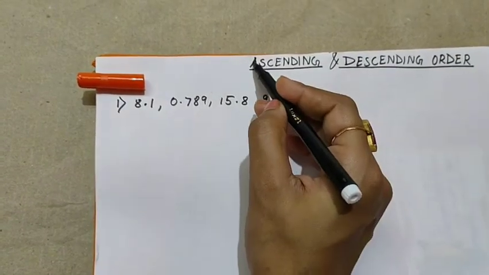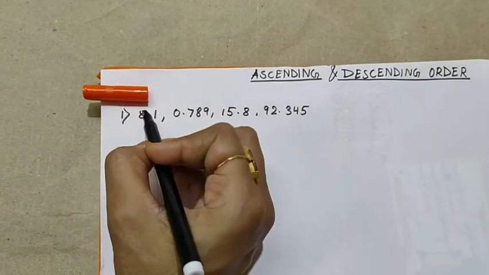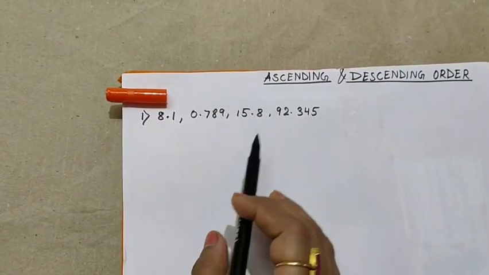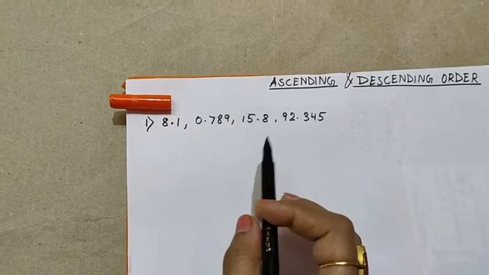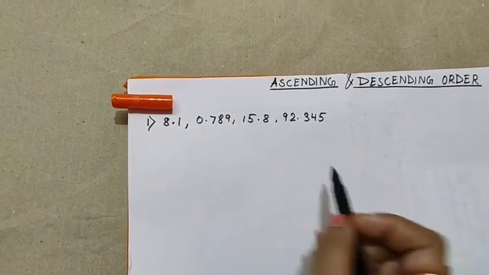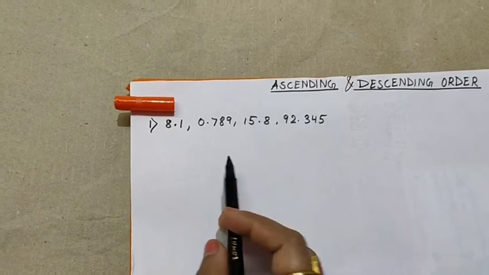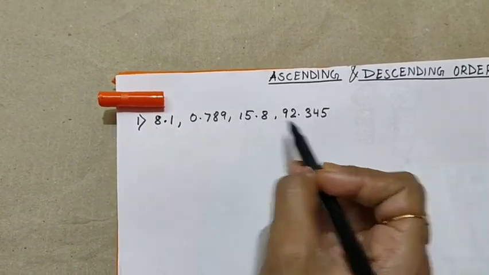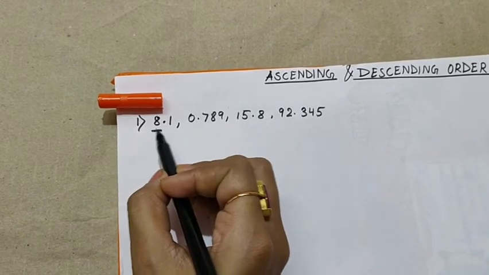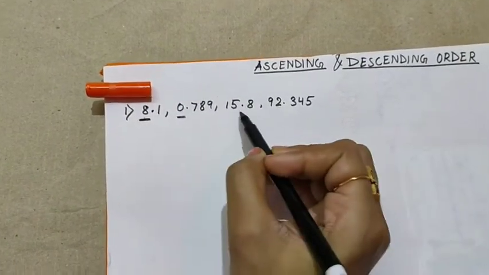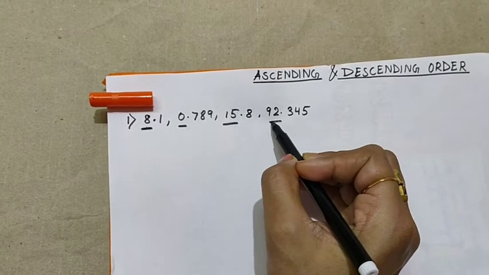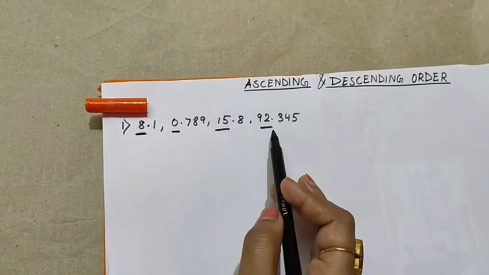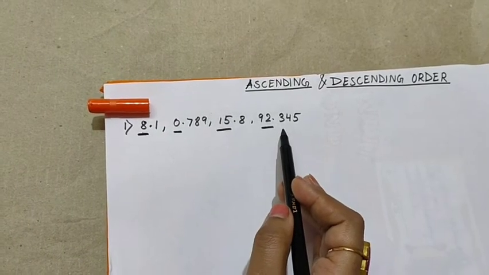Okay, so how will we arrange it? First we have to know which number is largest and which number is smallest, then only we can arrange it, isn't it? And to know which is largest and smallest, we have to compare the decimals. So let us compare first. How to compare? First we will compare the whole numbers. Here the whole number is 8, here it is 0, here it is 15, here it is 92. So a decimal number with a greater whole number is always greater, isn't it?